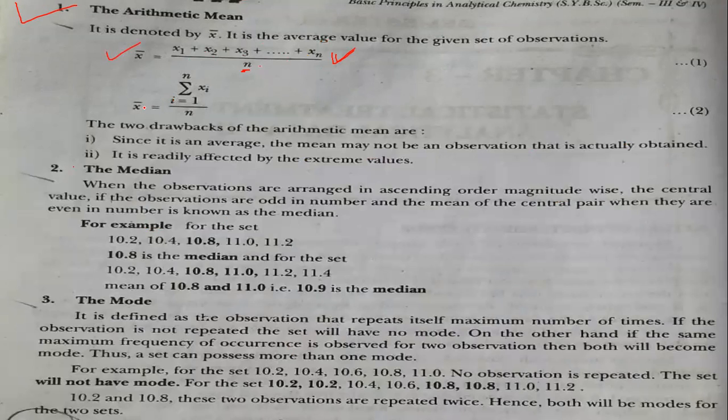Okay, so x bar is equal to the summation of xi, where i goes from 1 to n, upon n. N is the number of readings. In this way you can take the arithmetic mean, and you can take a median.